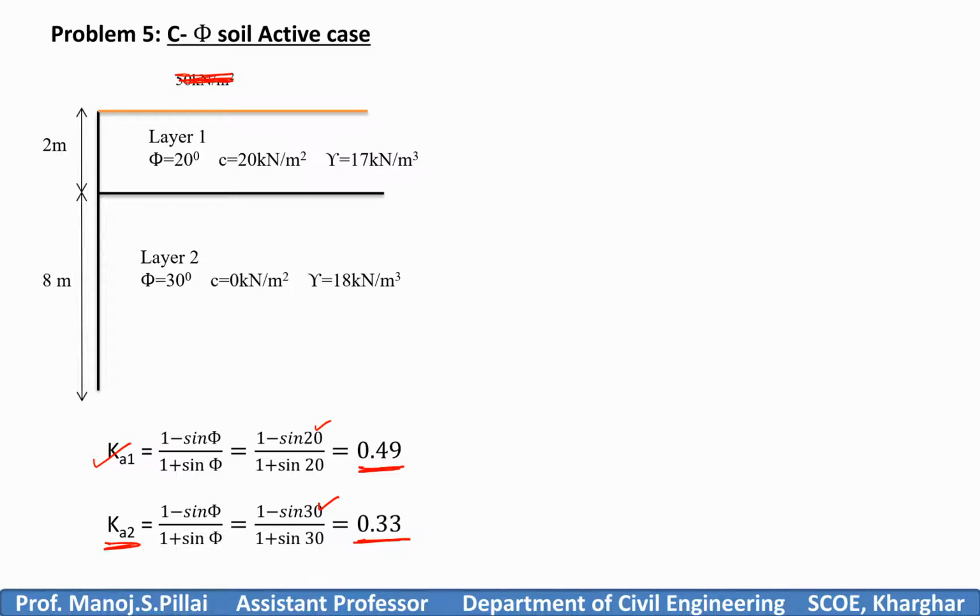Now I have this equation, that is Pa equal to gamma Z Ka minus 2c under root of Ka, right? Now when I am drawing a diagram, it should contain a vertical line, as you have seen. So I will locate the depths here. This is 0 meter, this is at minus 2 meters, and this is at minus 10 meters from the top, right?